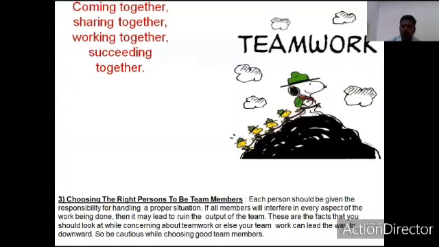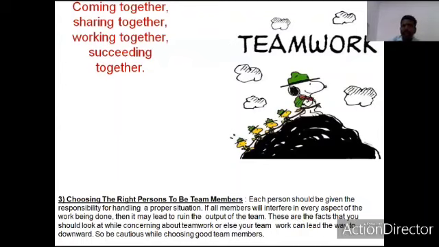And the third one is choosing the right persons to be team members. Coming together, sharing together, working together and succeeding together is very difficult. So you need to choose the right, best persons as group members or crew members for your activities.